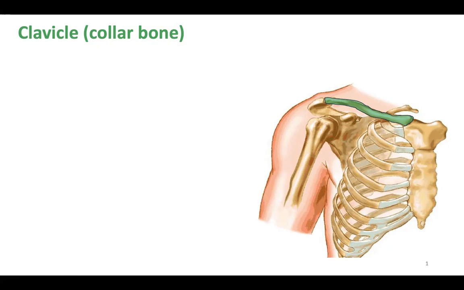The clavicle is one example of a long bone, but it's unique in that it doesn't have a marrow cavity or medullary cavity, which means it doesn't contain yellow bone marrow.